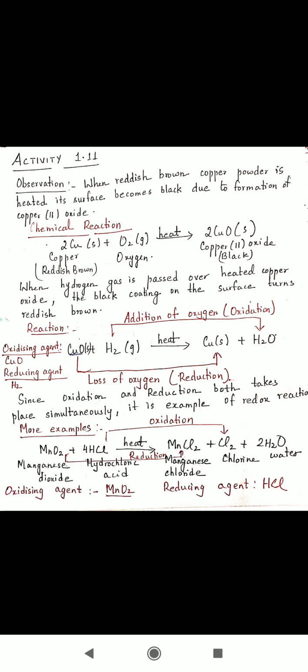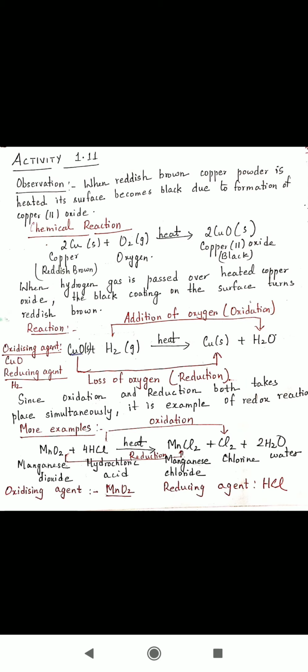In the second reaction, that is when hydrogen gas is passed through it, we can see that copper oxide changes to copper where removal of oxygen takes place. So this is an example of reduction. And hydrogen to H2O, addition of oxygen takes place.